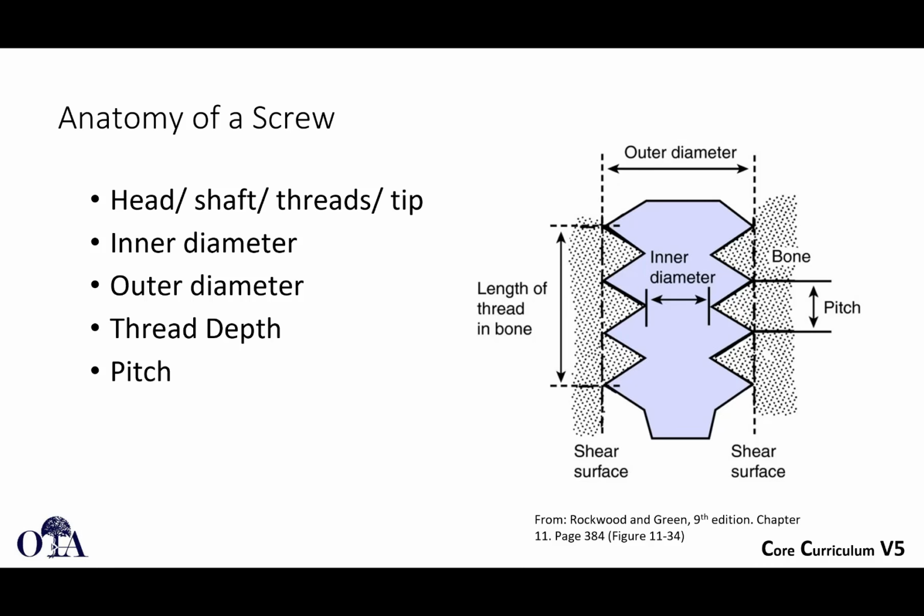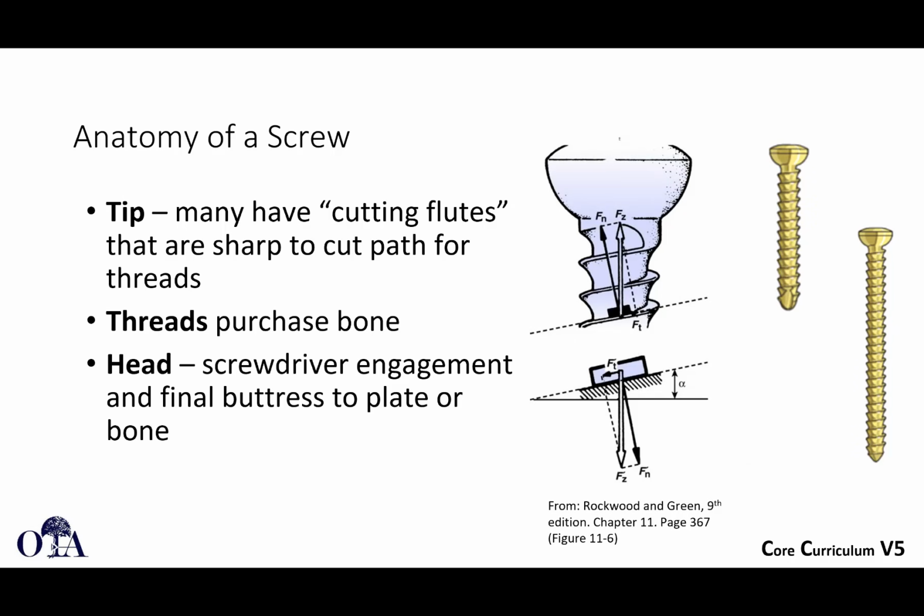There's this inner or core diameter as shown here. There is the outer diameter. There is thread depth and pitch. And all these things can potentially vary depending on the screw you're using. The tip of the screw can have cutting flutes. And if you look very carefully here, this is a self-tapping screw. It has this cutting flute, whereas this here is a very standard non-self-tapping screw.